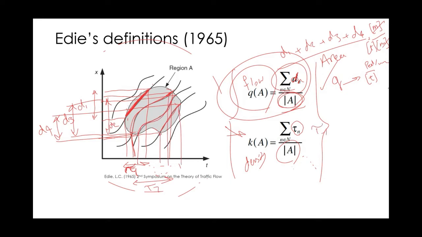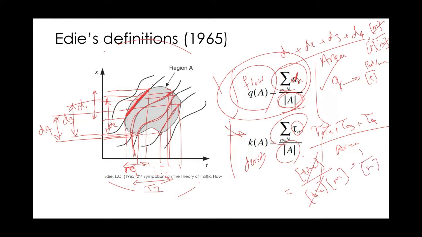So if I sum tau 1 plus tau 2 plus tau 3 plus tau 4 divided by the area, this gives me the density. Again, let's have a look at the units and make sure it's correct. The sum of the travel times, the unit is time. And what about the area? The area is time multiplied by distance, meter. So time will cross out, and the unit is 1/meter, which is correct. That's density. Density was vehicles per meter or pedestrians per meter, right?